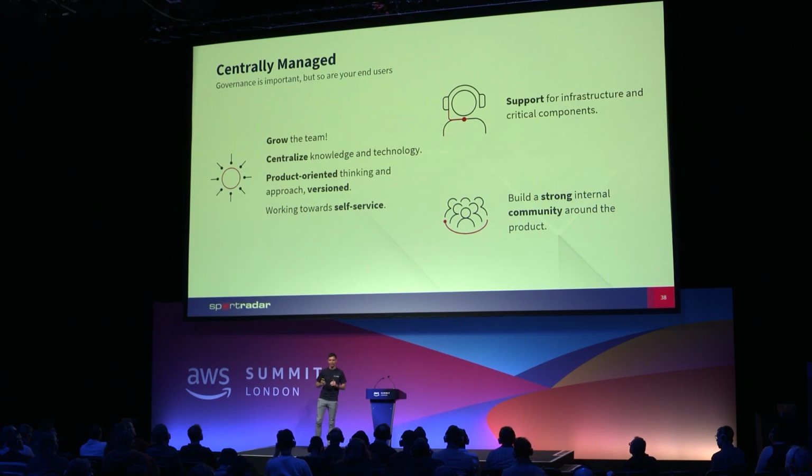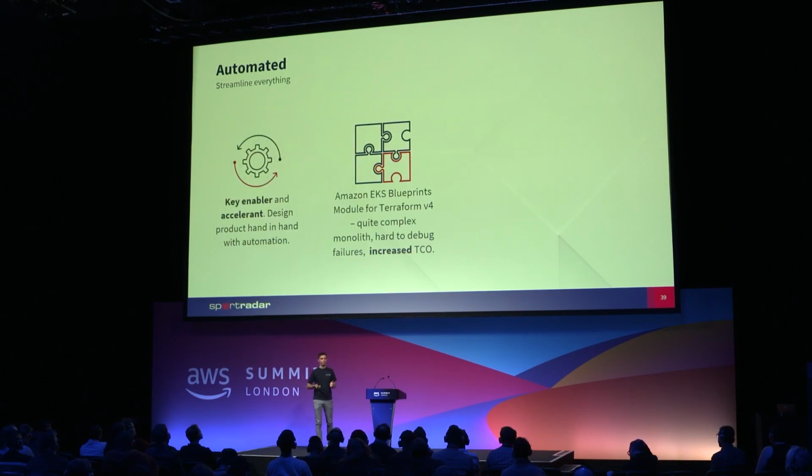And it's quite evident from our initial goals that if we wanted to achieve that, we need a strong automation to back us up. We really do believe automation is key in every product you're going to develop, and you should design your products hand in hand with automation in mind. And this is actually one of the first challenges we faced when adopting Amazon EKS.